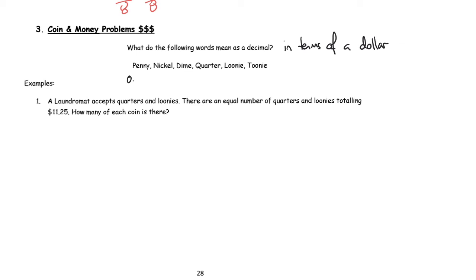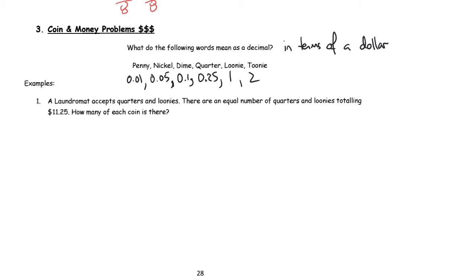So a penny is going to be 1/100th of a dollar. A nickel is 5/100ths of a dollar. A dime is 1/10th of a dollar. A quarter is 25/100ths of a dollar. A loonie is $1, and a toonie is $2. So these are ways of representing those units of currency, and it enables us to do the math on these things here. So here we go.